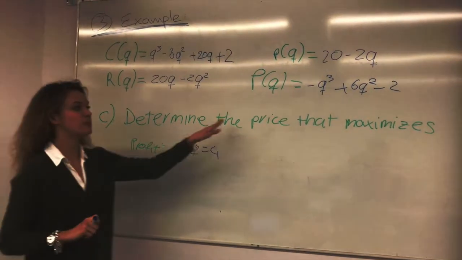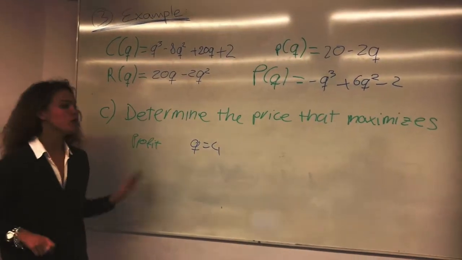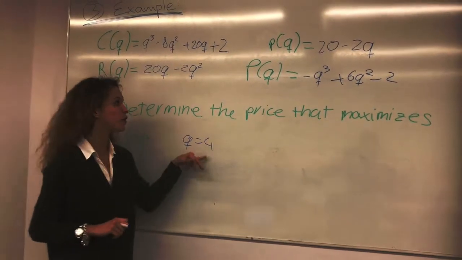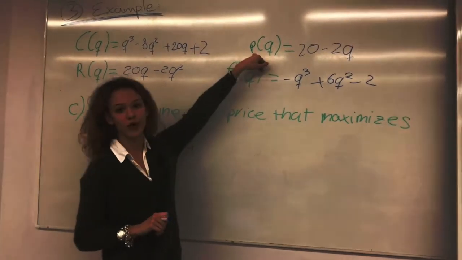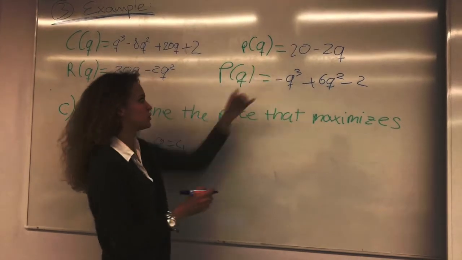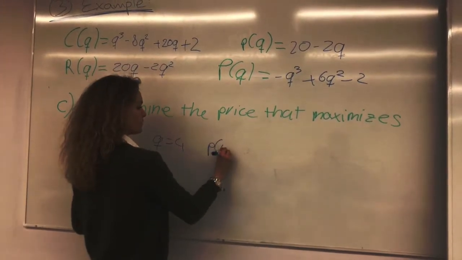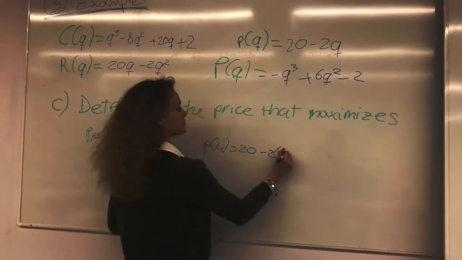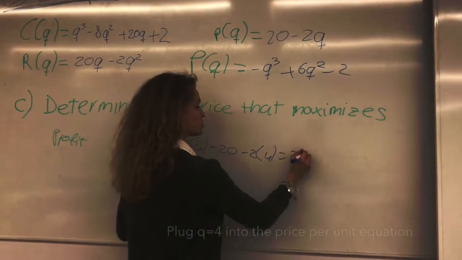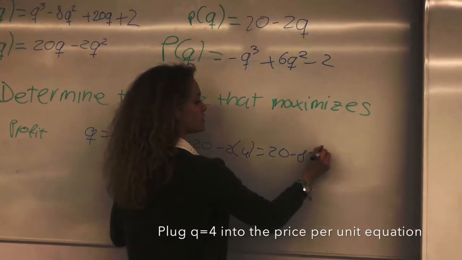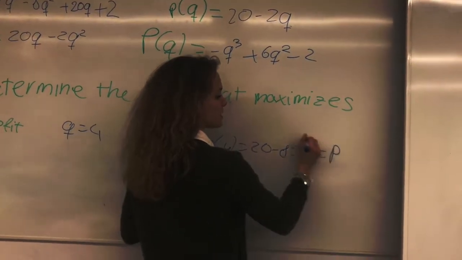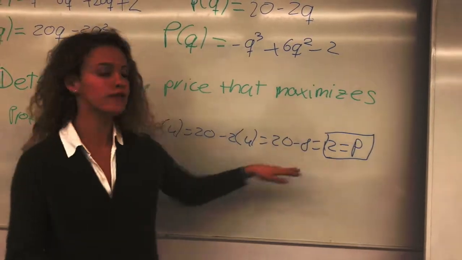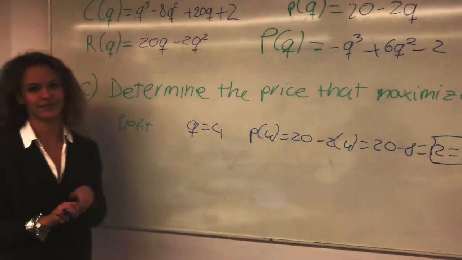So, if we want to determine the price that maximizes profit, we know that the profit is maximized when quantity is 4, therefore we put 4 into the equation of price per unit. So, price of 4 is 20 minus 2 times 4, which is 20 minus 8, which is 12. Therefore, the price that will maximize profit is 12 and the quantity is 4.